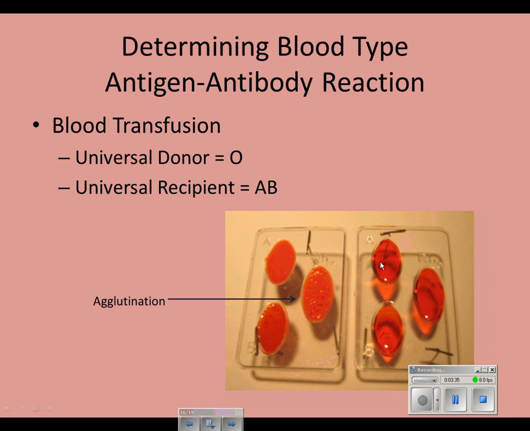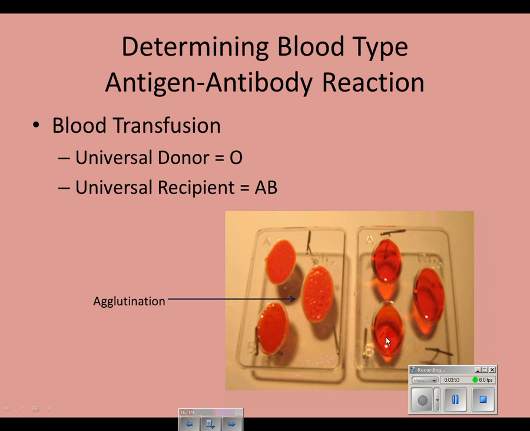So we would put an antibody that would connect to the antigen on the red blood cell for A. So we would put the A antibody in. And if it clumps or agglutinates, we know that that's the blood type that it is. So this actually shows it's positive for A. And then we would do the same thing for B.